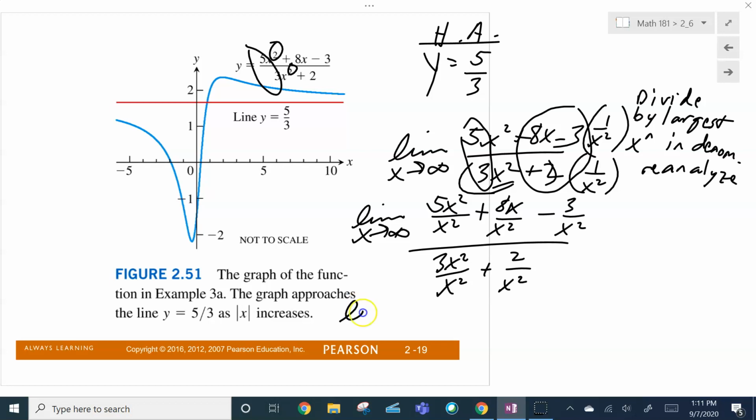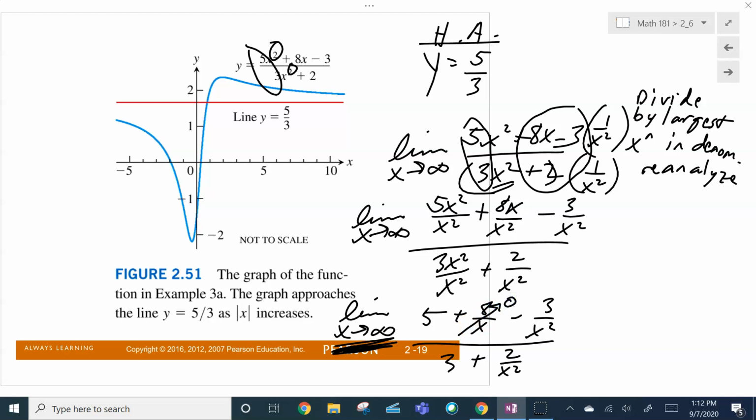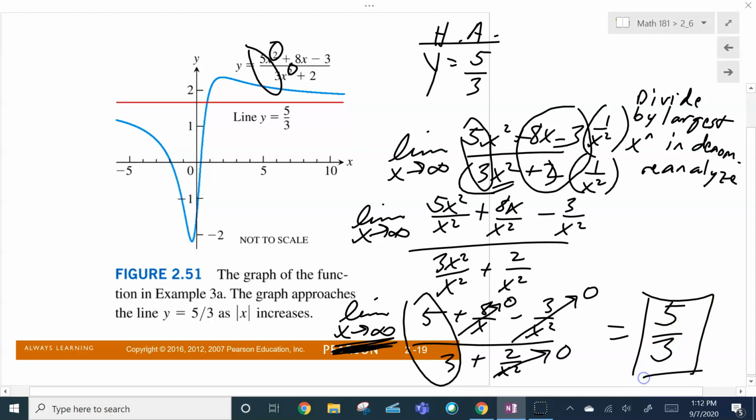And so this becomes the limit as x goes to infinity of (5 + 8/x - 3/x²) over (3 + 2/x²). Now, as I let x be increasingly large, think about throwing in 100 trillion or whatever. 8 over 100 trillion is going to 0. Minus 3 over a huge number, that's going to 0. This one is going to 0. So I'm left with 5 plus 0 minus 0 on the top over 3 plus 0. I'm left with 5/3. So the limit as x goes to infinity of this is 5/3.